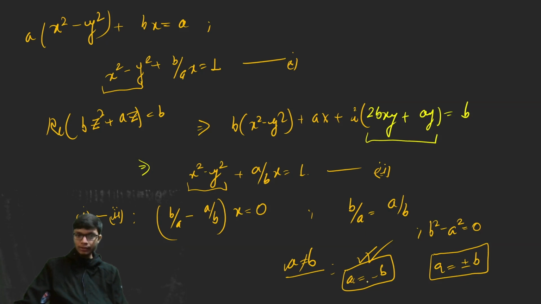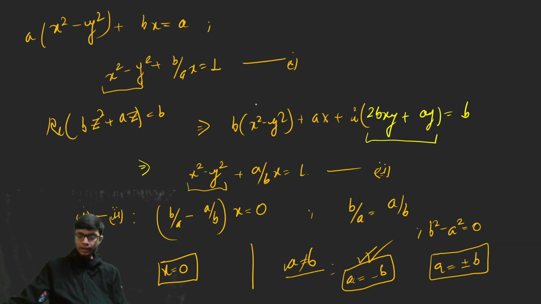So if I put a equal to minus b, from equation number 1, I will get this as the minus part, so minus x, and the other possible case is that x is equal to 0. Okay, so the value of x is equal to 0 and a is equal to minus b.